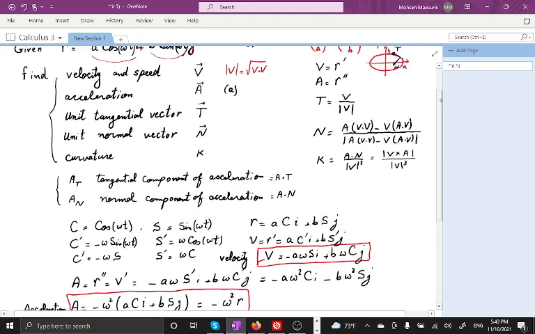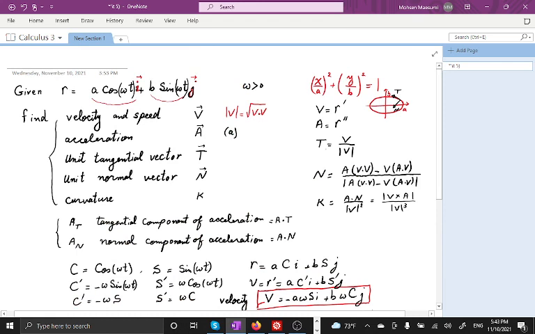So before we go any further, let's get T first. That's going to be easy. N is a bit messier. It's going to take a little bit longer to figure out what N is. And once we get the N, calculating a dot N or curvature is going to be easy. So let's go after T.